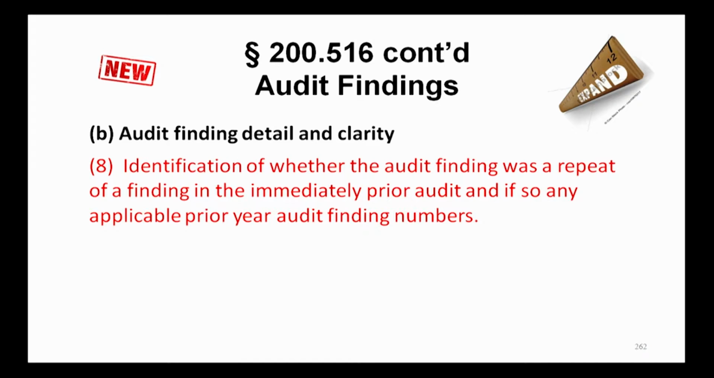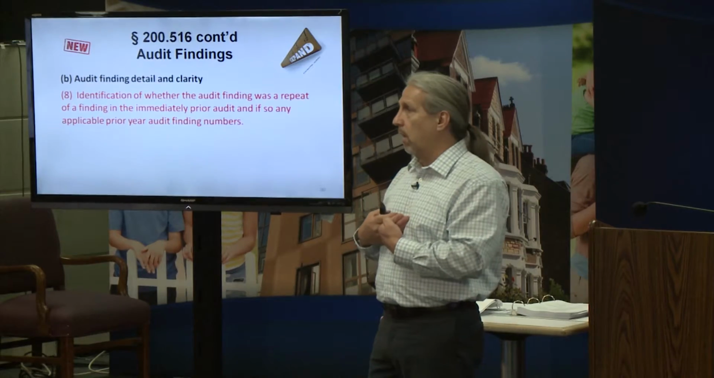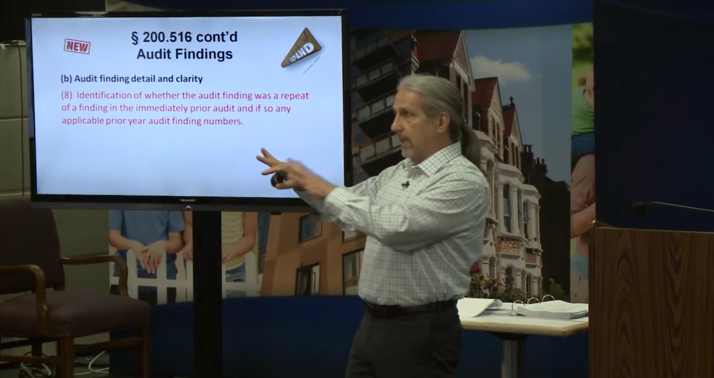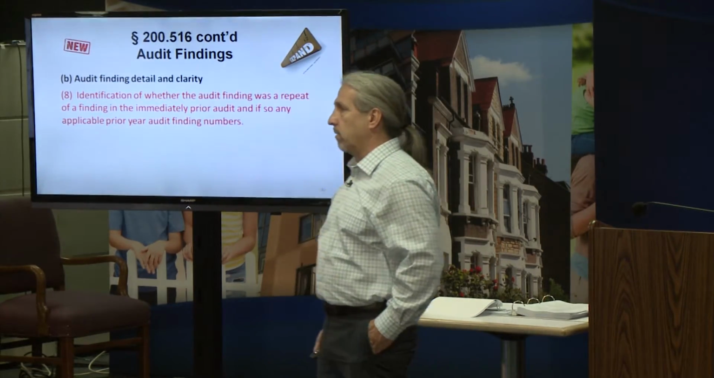And then I think this last paragraph, paragraph 8, is identification of whether the audit finding was a repeat of a finding in the immediate prior audit, and if so, any applicable prior year audit finding numbers. So again, this is back to that corrective action. If it's reoccurring, the emphasis is going to be, hey, why is it reoccurring? And so that's the responsibility that we have as auditees to make sure that we address that in our summary of corrective action and our update on the status of those. And so here's the link to that for the auditor.